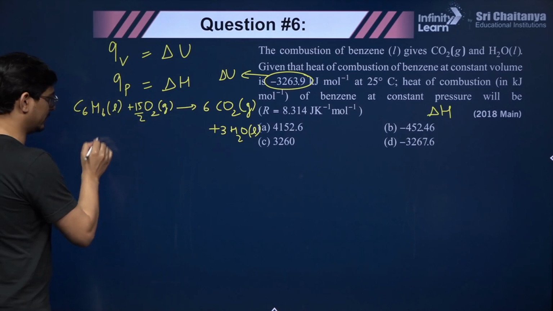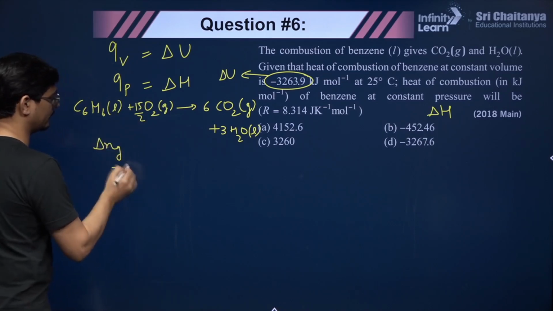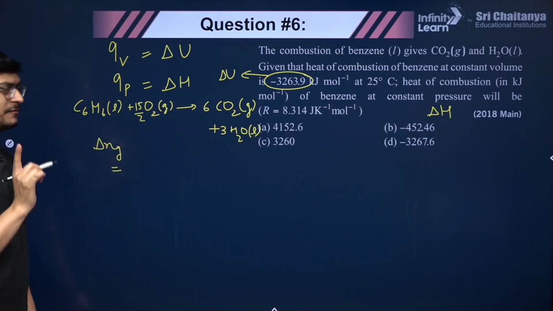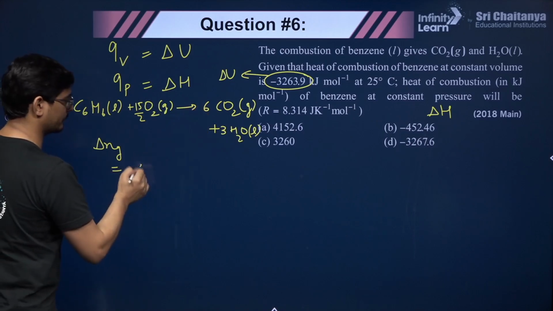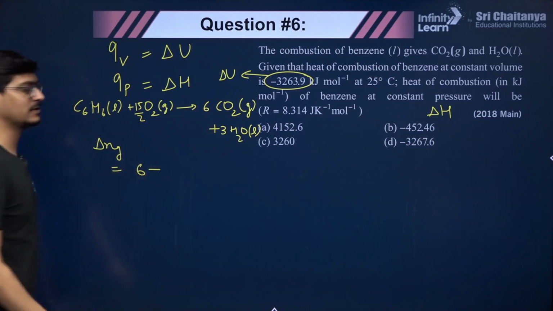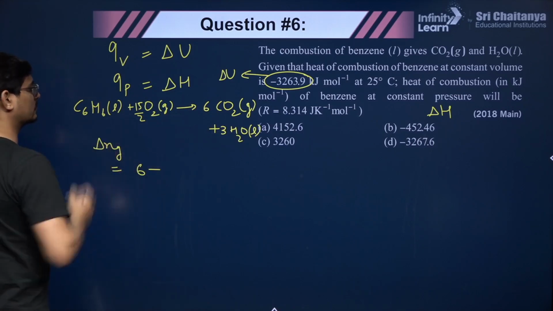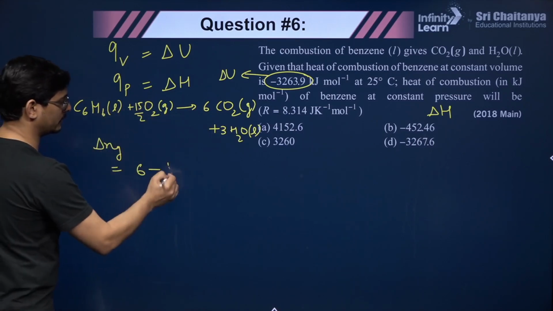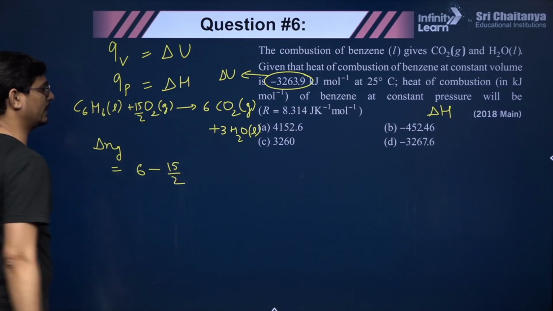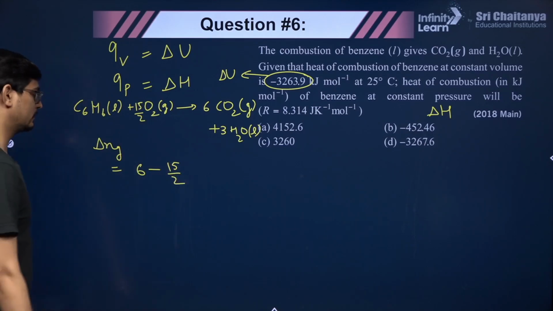Now let us calculate delta Ng in this case, right? Delta Ng is gaseous moles of products, which is 6. Water will not be counted as it is a liquid. Minus gaseous moles of reactants. Benzene is liquid, so it will not be counted. So this is 15 by 2. Is that clear?